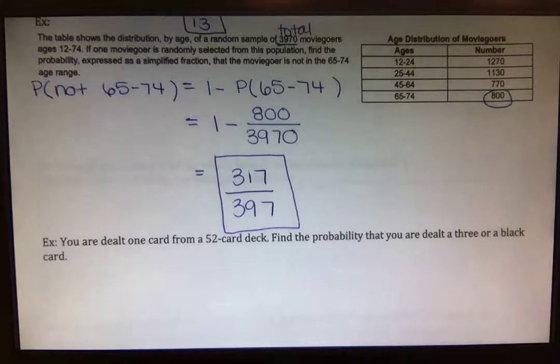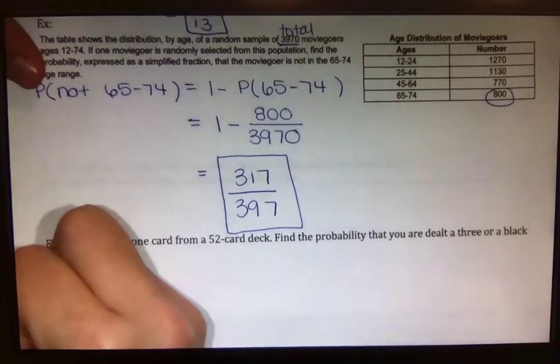So if you're dealt one card from this 52 card deck, find the probability that you're dealt a 3 or a black card. So we have to see, are these mutually exclusive? Can they happen at the same time? Could you be dealt a 3 and a black at the same time? Yeah, there are some cards. So what, clubs are black? Okay, so you can have a 3 of clubs and a 3 of spades, and you'll get a 3 and a black at the same time. So they are not mutually exclusive. They can happen at the same time.